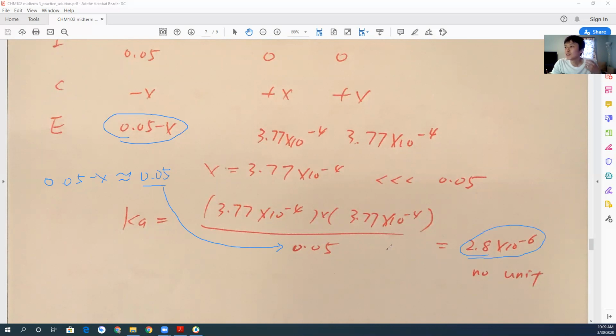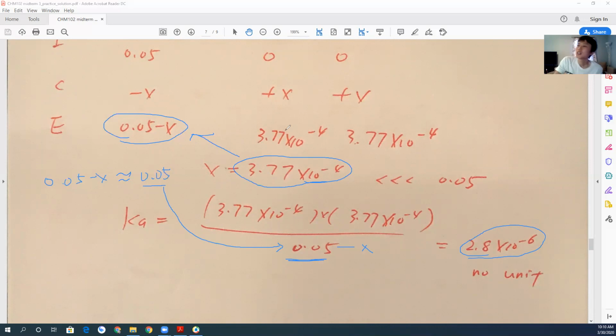In this case, we can see x is this value, so you can compare this value with 0.05. If it's less than 5%, that means our assumption is good. If it's greater than 5%, we can no longer use this directly. We have to use 0.05 minus x. That will complicate the calculation.